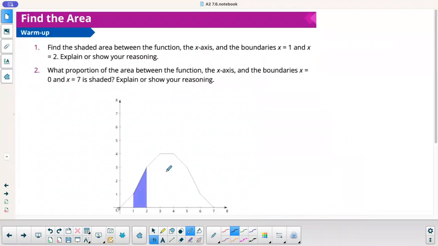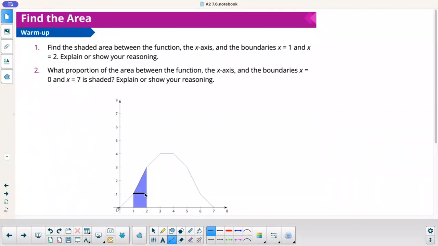All right, warm up. Go ahead, pause the video and give this a try on your own. I'll just roll right into it. So the first thing says find the shaded area between the function, the x-axis, and the boundaries x equals 1 and x equals 2. So x equals 1 is this vertical line, x equals 2 is this vertical line.